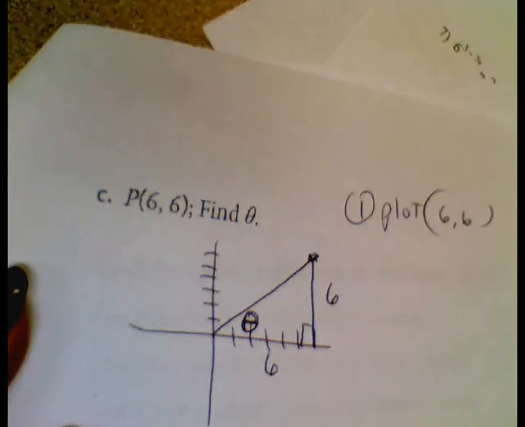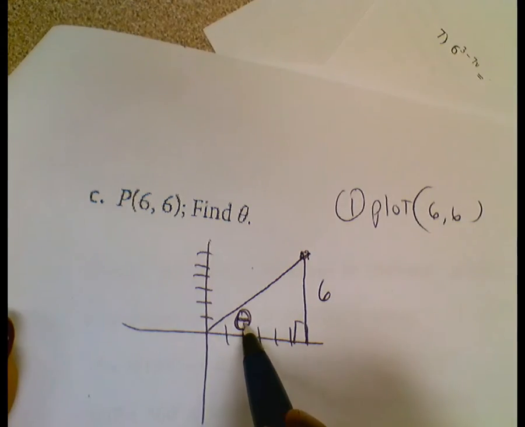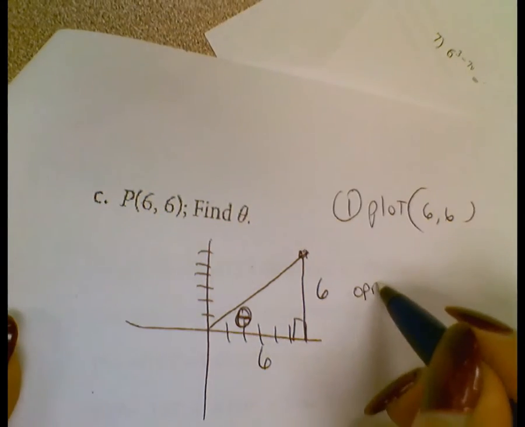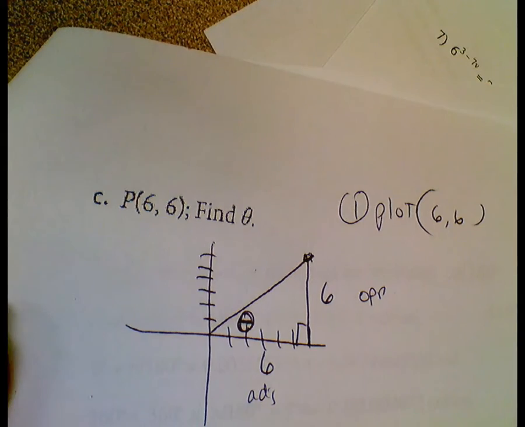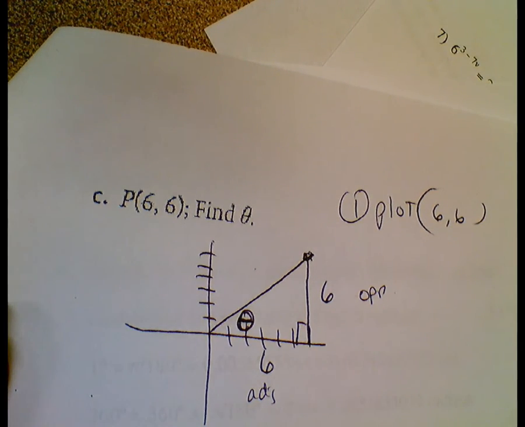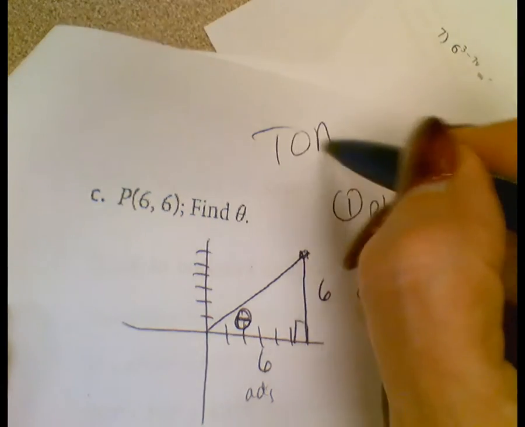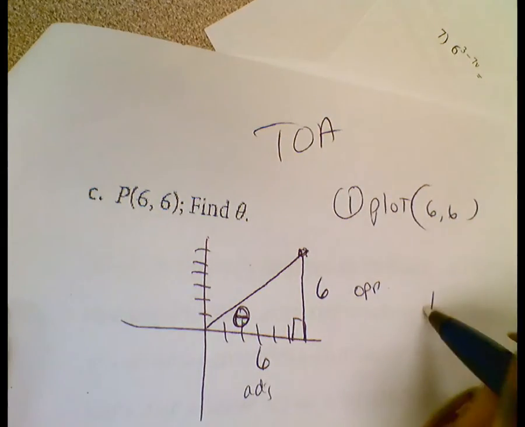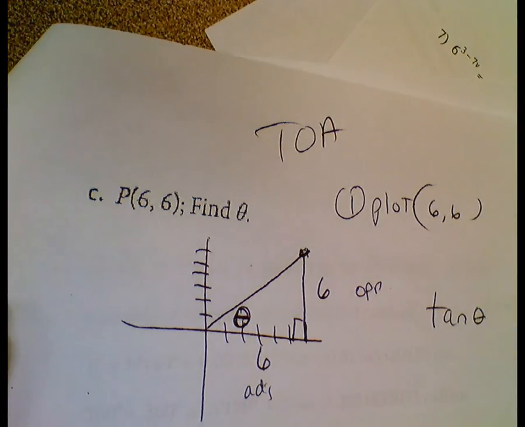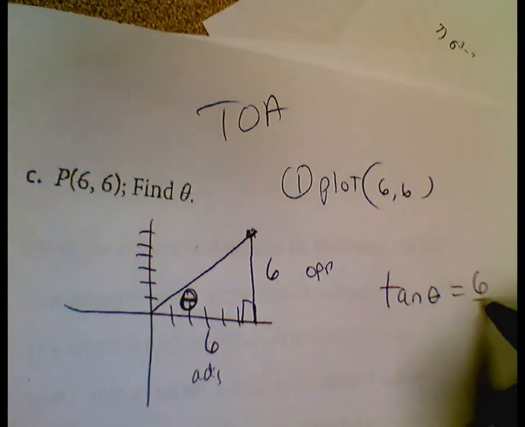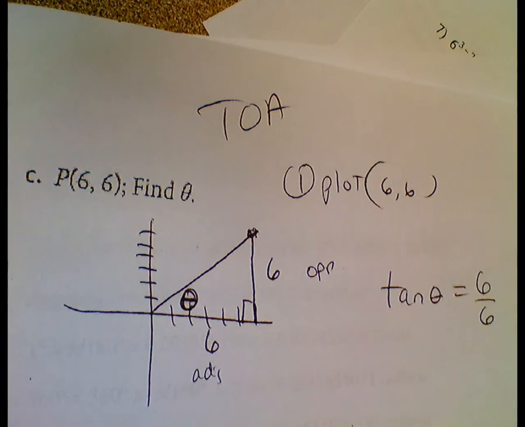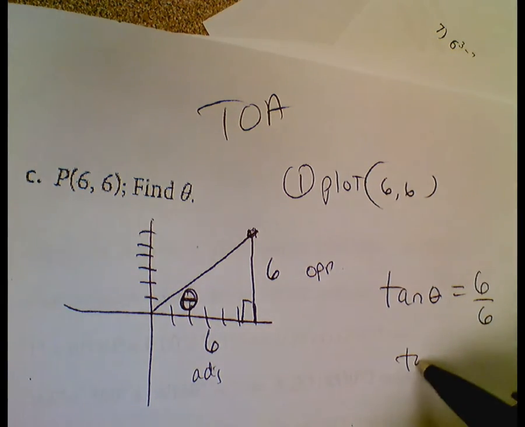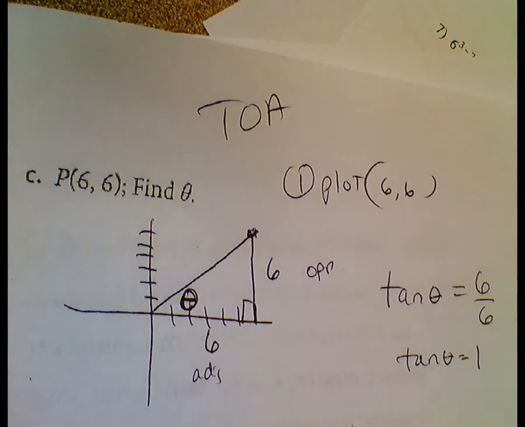Ooh, tricky. So according to this angle, I know my opposite side, and I know my adjacent side. So I would be using tangent, because tangent is TOA. So I'm going to go tangent of theta equals 6 over 6. Opposite over adjacent. I will reduce that. 6 over 6 is 1.